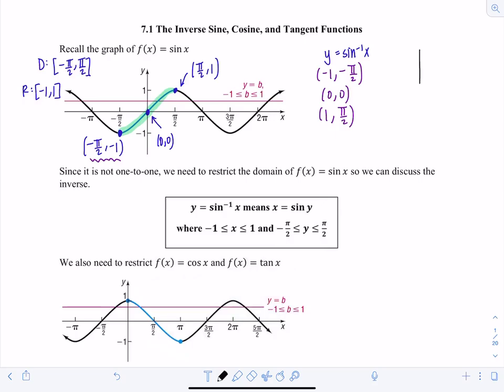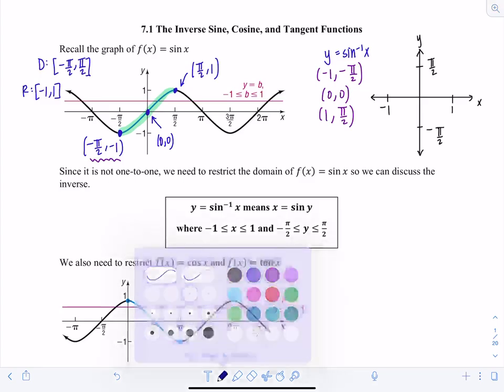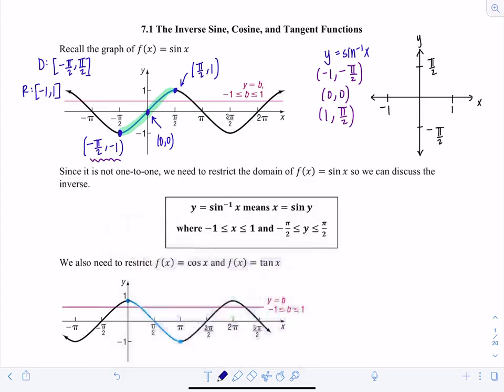Now let's draw our x and y axes. And the labeling is going to switch. So instead of x being between -pi/2 and pi/2, it's going to be between -1 and 1. And y is going to be between -pi/2 and pi/2. So everything switches. X and y get interchanged. And then let's plot those 3 points. So I have 1, pi/2, 0, 0, and then -1, -pi/2. So it looks something like this. That's y equals sine inverse of x.